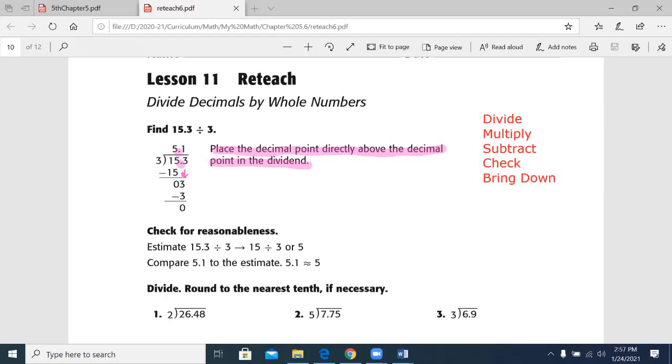And that 3 goes into 3 one time. 1 times 3 is 3. Subtract, get a 0. 0 is less than 3. There's nothing to bring down. 5.1 was our quotient. And if you're checking for reasonableness, 15 divided by 3 is 5. This is 5.1. I think it's pretty comparable. Another way to check is to multiply 5.1 times 3 and see if you get 15.3. Those are all options for you, and you'll choose which is best in each scenario.